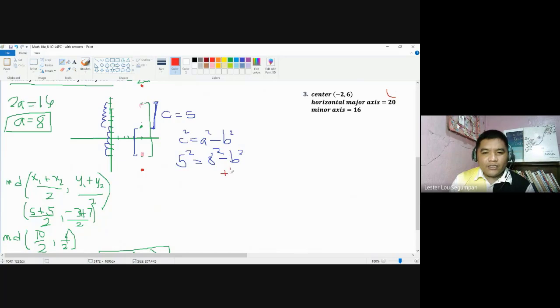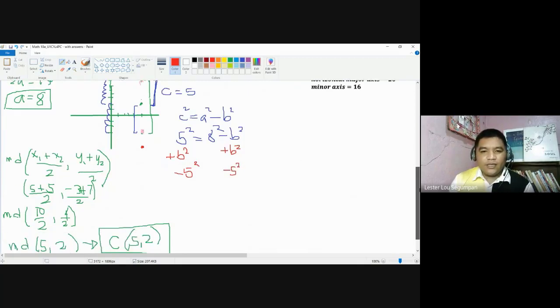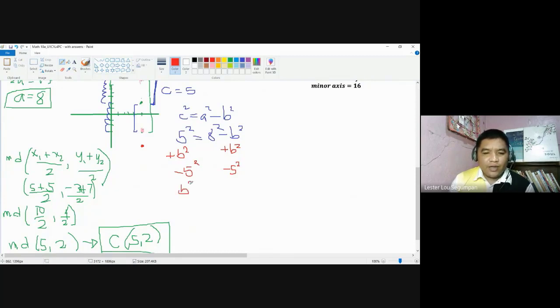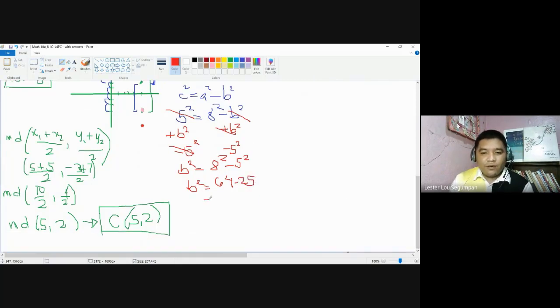Again, add b squared to both sides, and subtract 5 squared from both sides. You will have the expression b squared is equal to 8 squared minus 5 squared, because it will be removed like this and moved like that. So b squared is equal to 64 minus 25. 64 minus 25 is 39, if I'm correct. Am I correct? 39, yes.